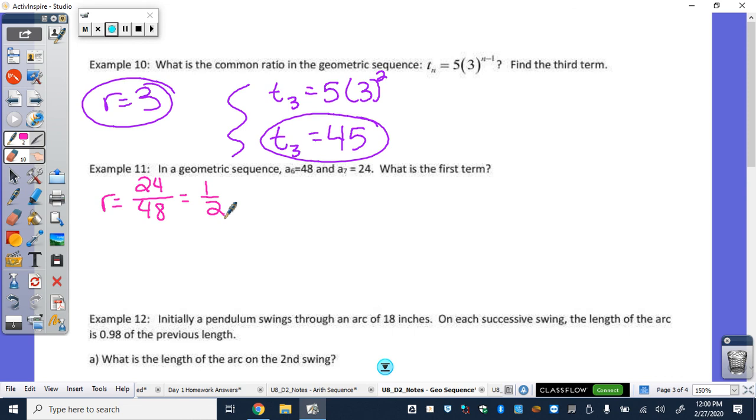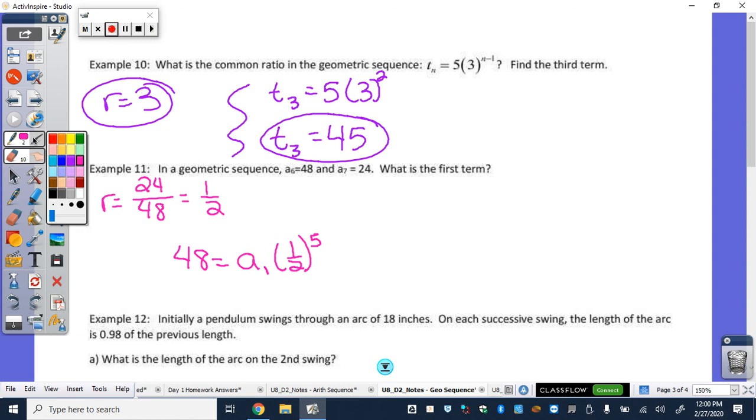So then again, we get to pick. We can use either the 6th one or the 7th one here. It doesn't matter. I'll go with my 6th term. So my a sub n is 48, trying to find a sub 1. And then my common ratio is 1/2. So it's 1/2 to the 5th power. So 1/2 to the 5th is 1 over 32.